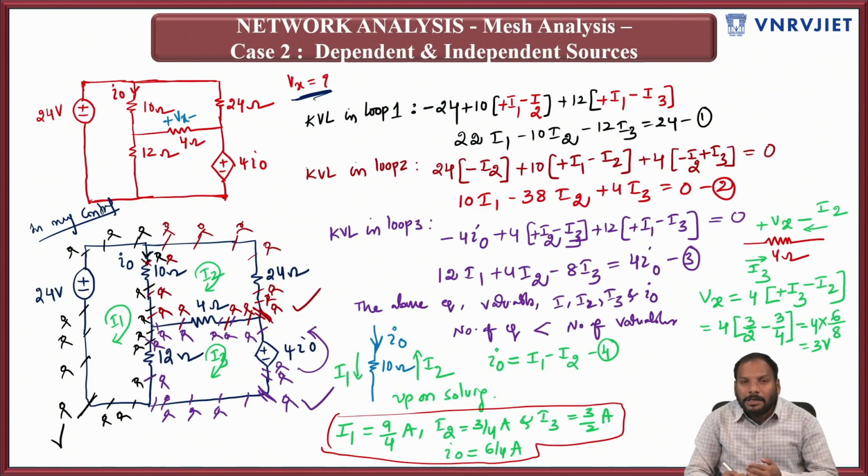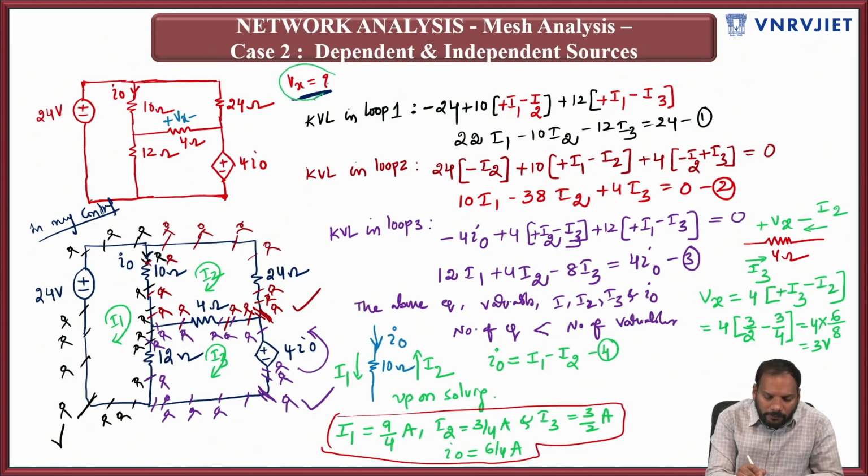you can calculate anything in the question that is being asked. You can calculate current anywhere, you can calculate the voltage drop across any resistor, you can do anything. That is why in the first step I removed Vx, took the circuit in my control, and then applied the mesh analysis procedure. I got the loop currents. Once I got the loop currents, finally I calculated the original question, that is the calculation of Vx.